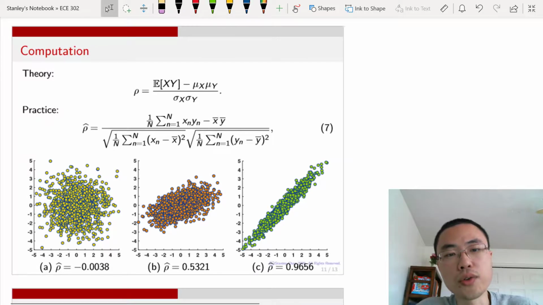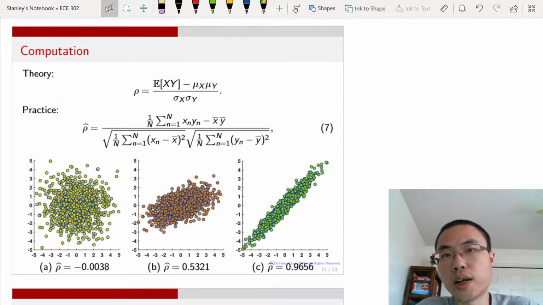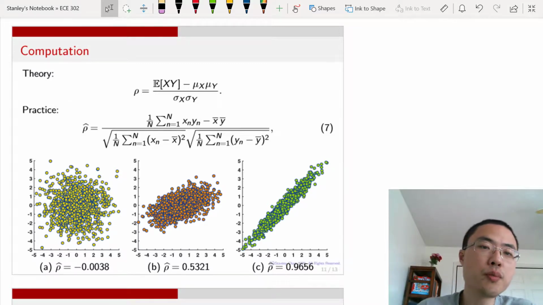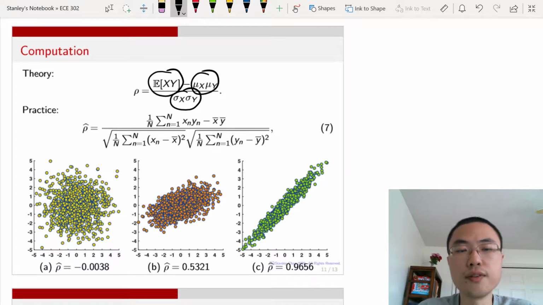Now, finally, I want to comment on how you actually compute the correlation coefficient in practice, and what kind of implication it has when you try to do data analysis. Remember that the correlation coefficient is defined as this joint expectation minus the mean, divided by the standard deviation or the variance.